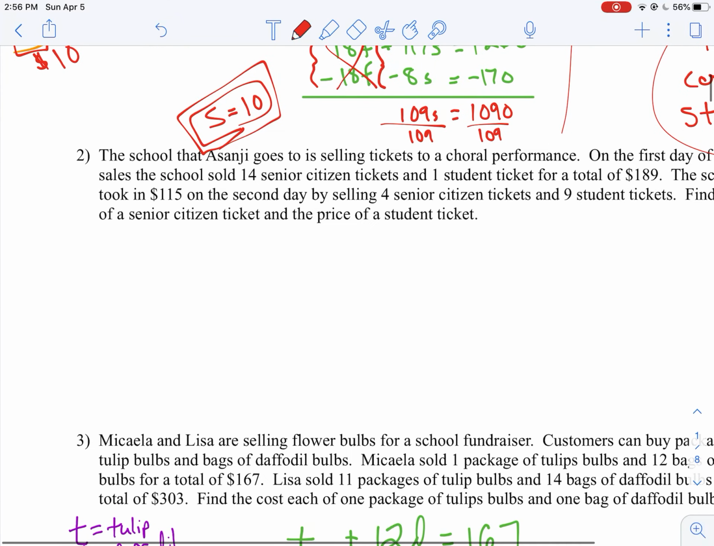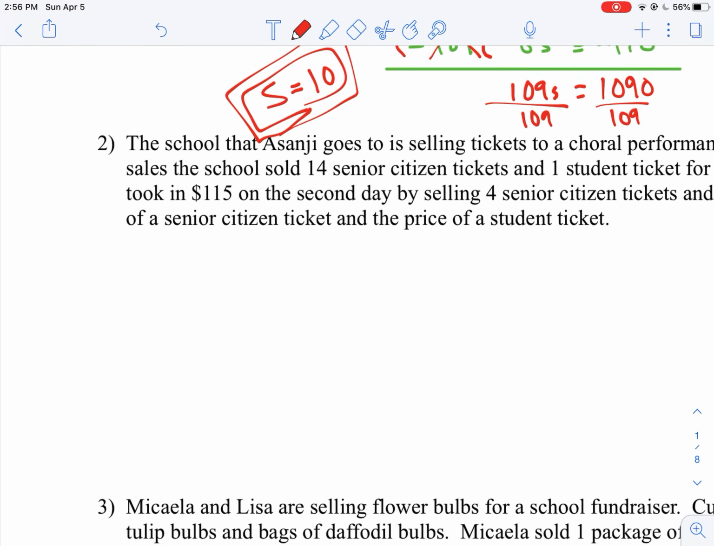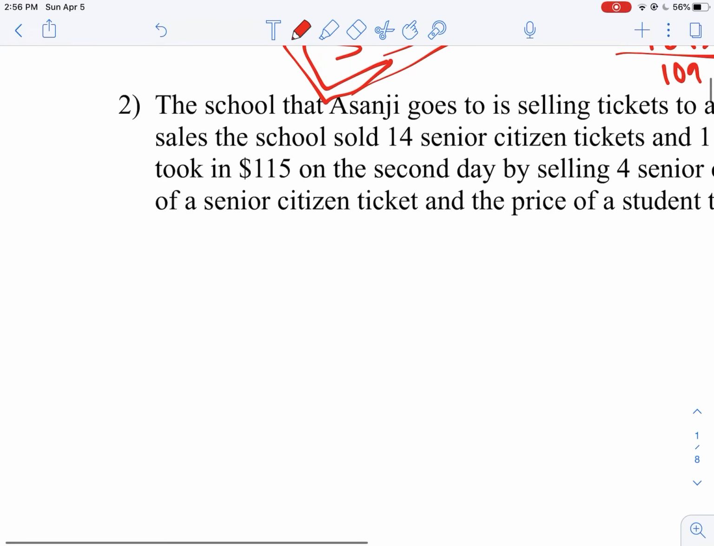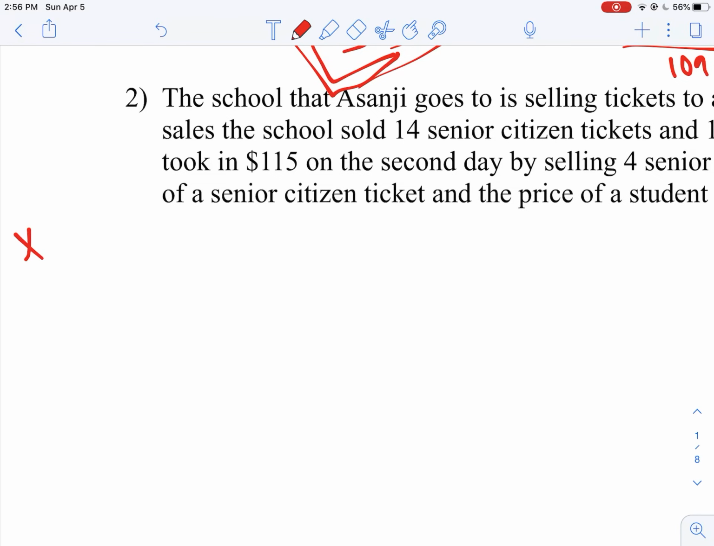So same way, let's find our variables first. Because it's senior citizen tickets and student tickets, they both start with S. I don't like using the variable C, so I'm just going to use X and Y. You could do this for every one, X and Y. And plus, now it'll look a lot like the systems we've already done. So X is going to be the senior citizen ticket cost, and the Y is going to be the student cost.